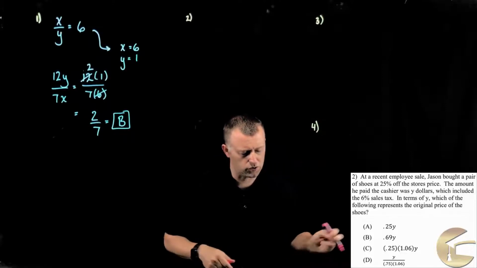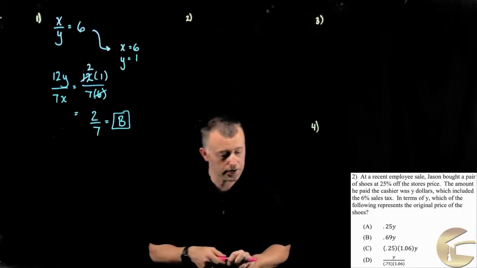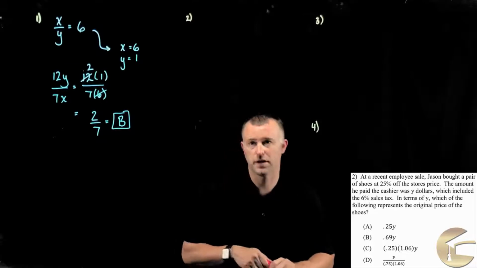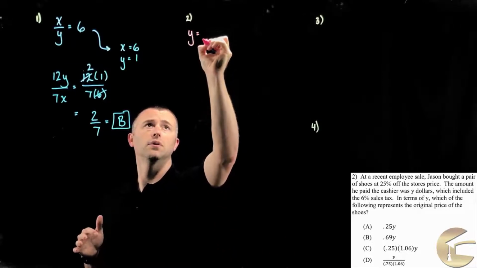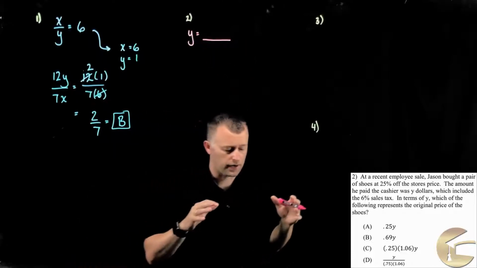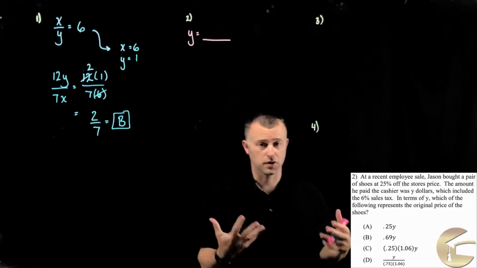Jason bought a pair of shoes at 25% off the store's price. The amount he paid was y dollars. So we know we're starting here with y dollars, and we want to plug in a number for y because that's the variable in our answer choices. So I kind of know that's going to happen.